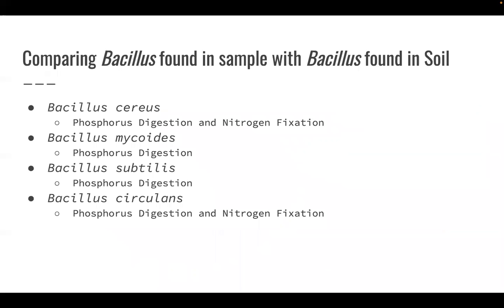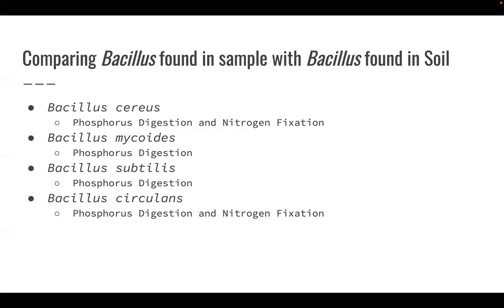So I wanted to take those and compare it back to the Bacillus that they were talking about in the soil. So Bacillus cereus and Bacillus circulans both aid in phosphorus digestion and nitrogen fixation, while Bacillus mycoides and Bacillus subtilis just aid in phosphorus digestion.